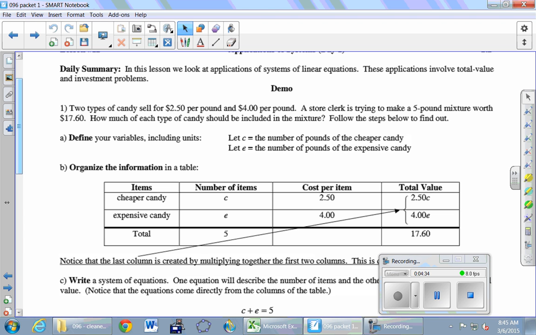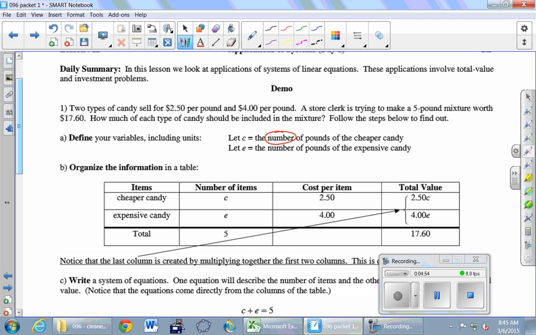So here we are. C is going to be the number of pounds of the cheaper candy. Notice that there is a quantity word in there, right? Number of pounds of the cheaper candy. And then E is the number of pounds of the expensive candy. So we've got this table.